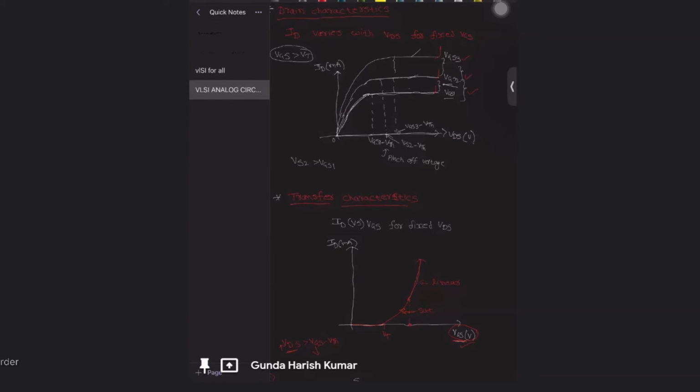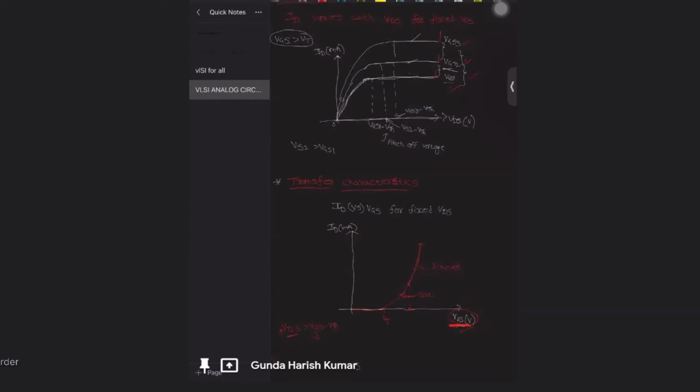In the linear region, current will be lesser if the VGS is constant. If VGS is going to change, it depends upon the exact value of VGS. Here you can see that it is initially in saturation, but current is less because VGS is very small.